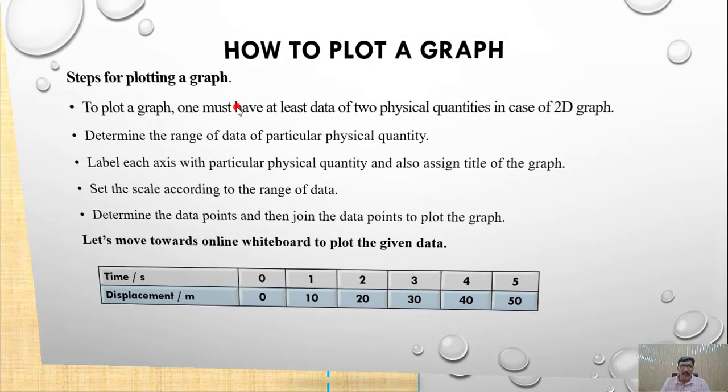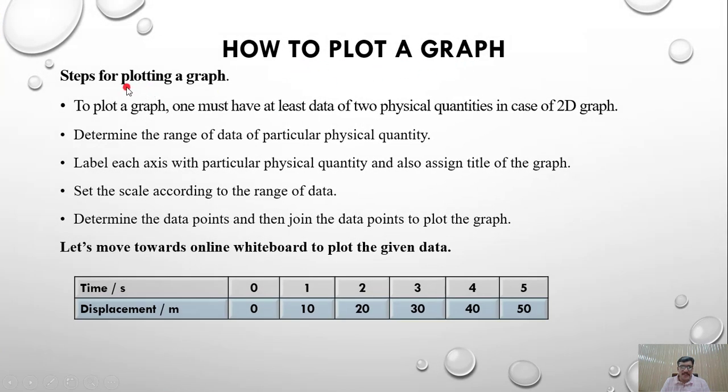So, how to plot a graph? Steps for plotting a graph are mentioned here. We will see these steps one by one. To plot a graph, one must have data of at least two physical quantities, or you can say two variables. Whenever you plot a two-dimensional graph or 2D graph, you have two variables, one on the vertical axis and the other on the horizontal axis. Those variables can be two physical quantities.